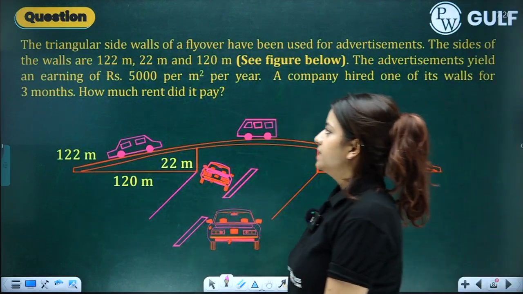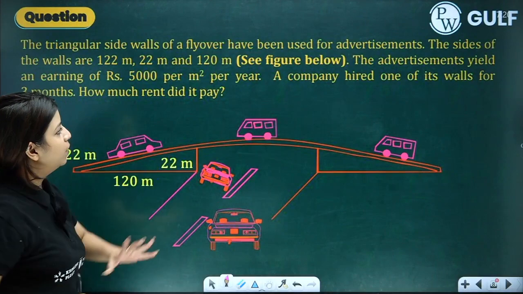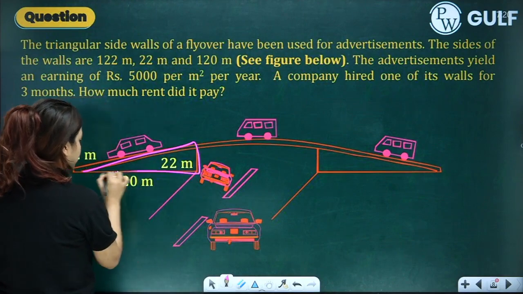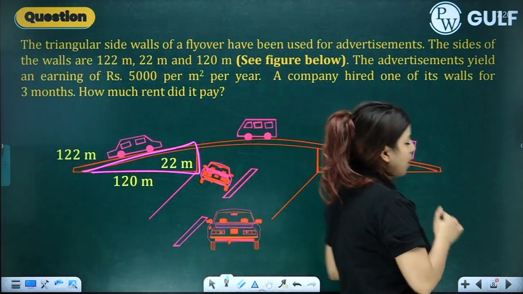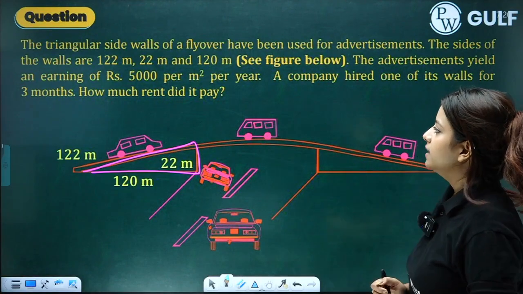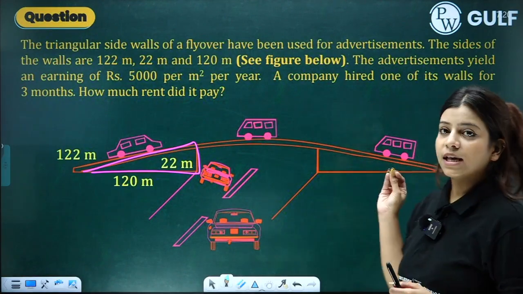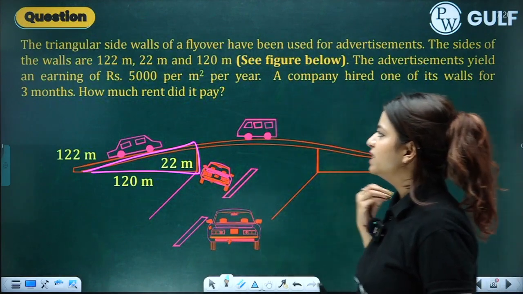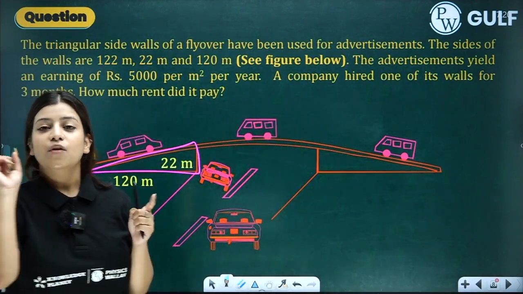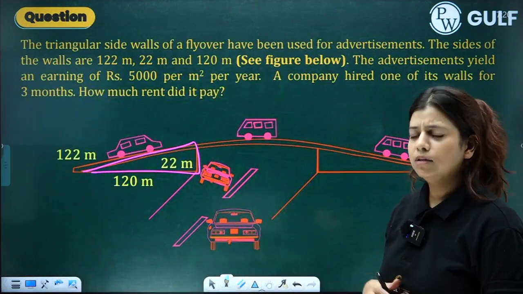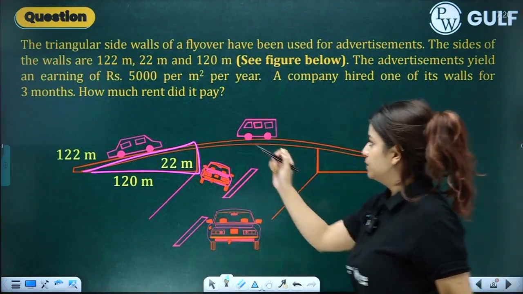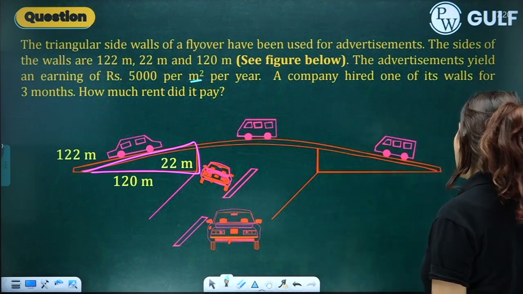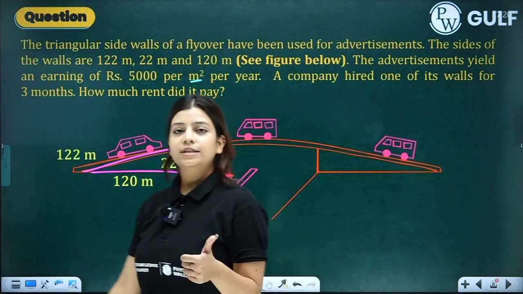Over here it says a triangular wall: the side walls of a flyover have been used for advertisement, right? As we can see, this is the triangular part of the bridge and it is used for advertisement purposes. Now the next thing we have is the walls. The walls are 122 meters, 22 meters and 120 meters. The advertisement yields an earning of rupees 5,000 per meter square, that is, for 1 meter square the cost is 5,000. A company hired one of its walls for 3 months. How much rent did it pay? So the very first thing that we have to do is what?